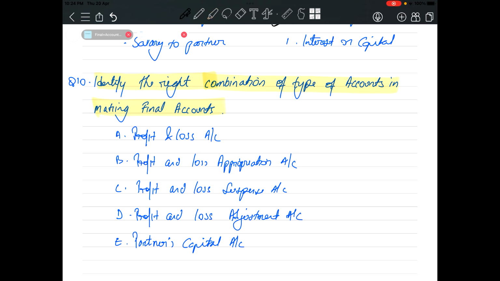Okay, so what are the options? Let's see. Profit and loss account. Will we prepare a profit and loss account? Yes, we will prepare a profit and loss account. Will we prepare a profit and loss appropriation account? Yes, this will be an item of final account. Will we prepare a profit and loss suspense account? No, we will not prepare a profit and loss suspense account.